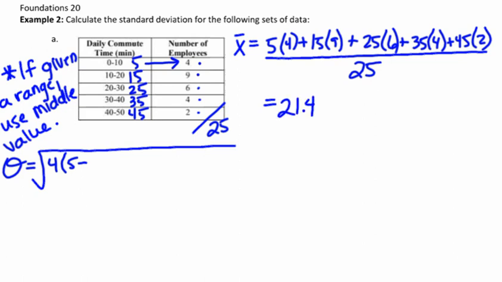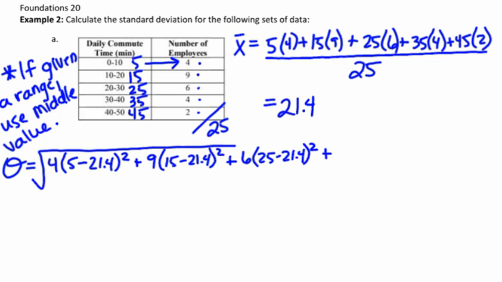21.4. So back to here, 5 minus 21.4 squared plus 9 times 9 different employees take 15 minutes. So minus, how far away is that from the average? And we'll square it. Plus 6 times 25 minus 21.4, and we'll square that. Plus 4 times 35 minus 21.4, and we'll square that. Plus 2 times 45 minus 21.4, and we'll square that.